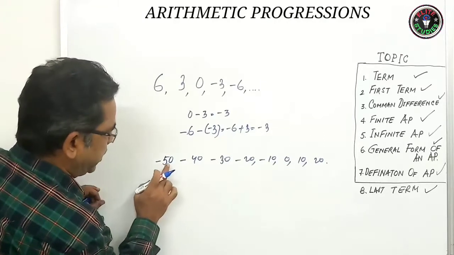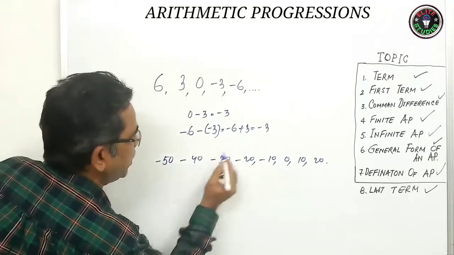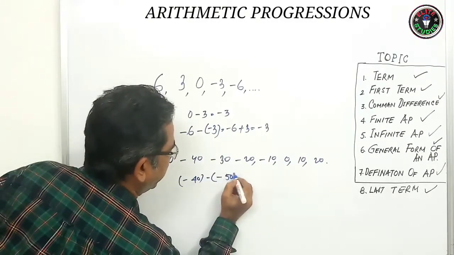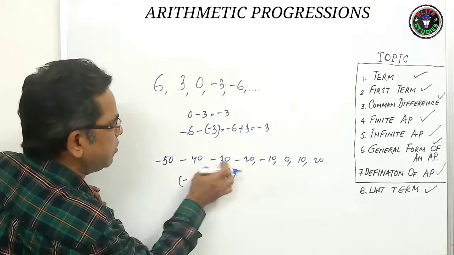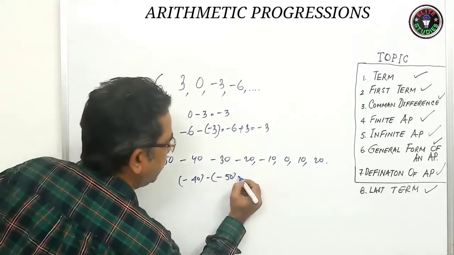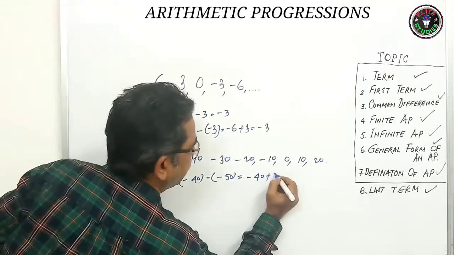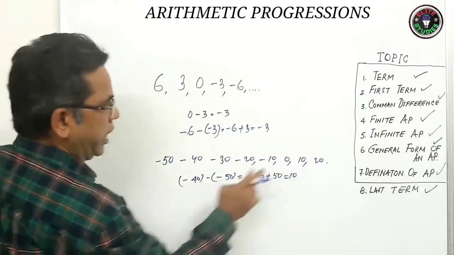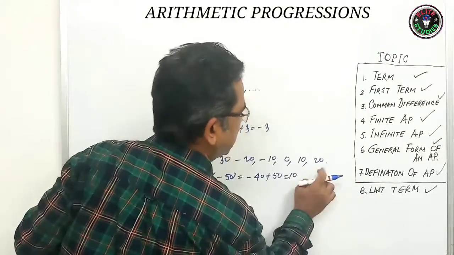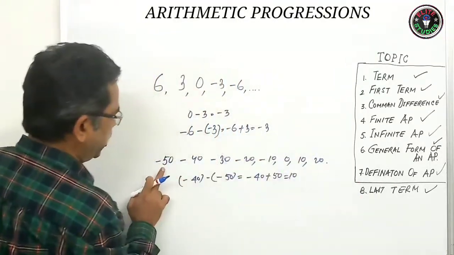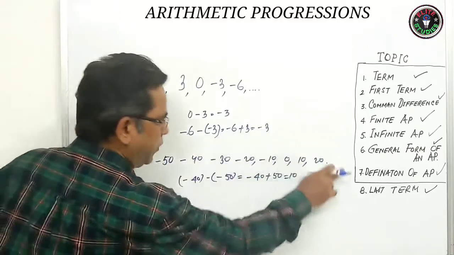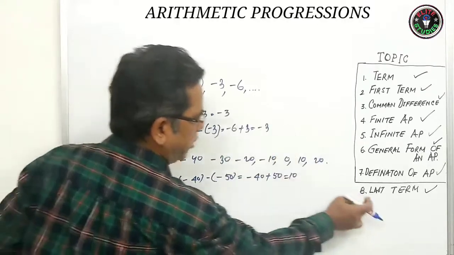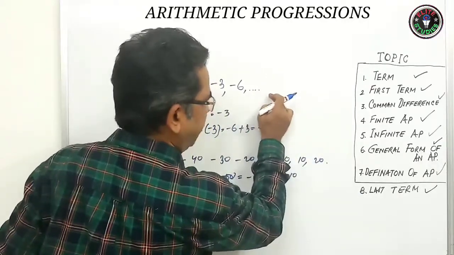Here minus 50 is the first term and what is the common difference? Common difference will be minus 40 minus of minus 50. This minus this, this minus this. So it will be equal to minus 40 plus 50, that is equal to 10. So here the common difference is 10. In case of finite AP, you will get the last term. Here the last term is 20. First term is minus 50. Number of terms 8. But in an infinite AP, there is nothing called a last term.